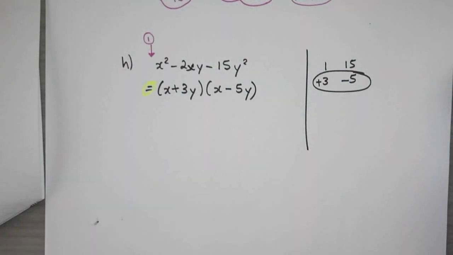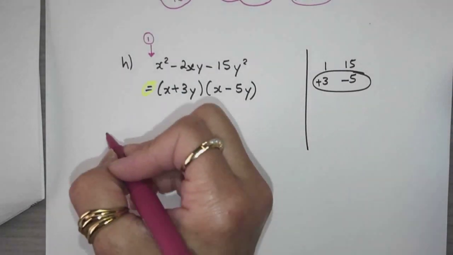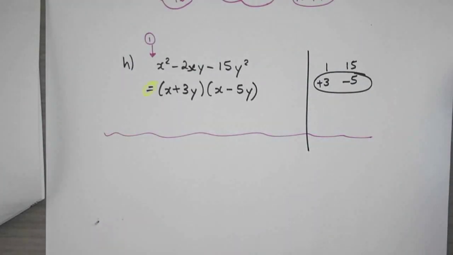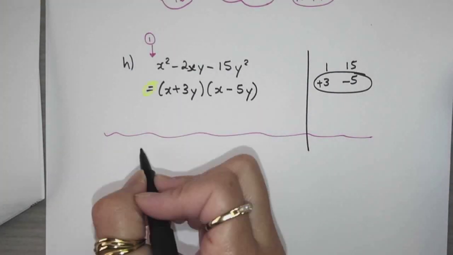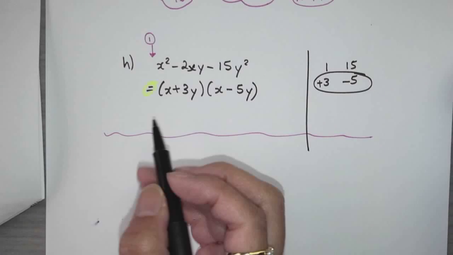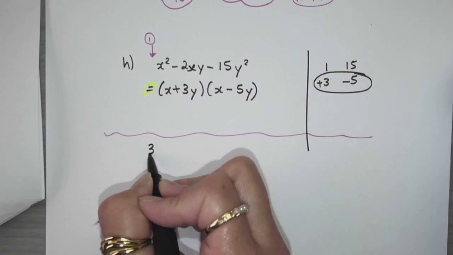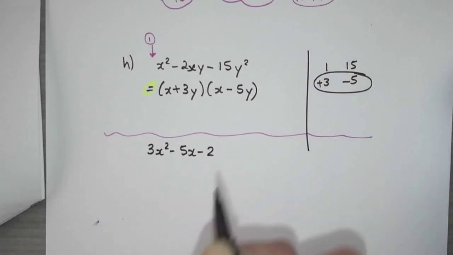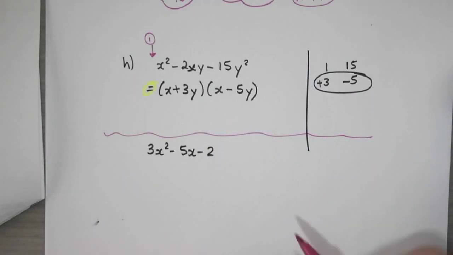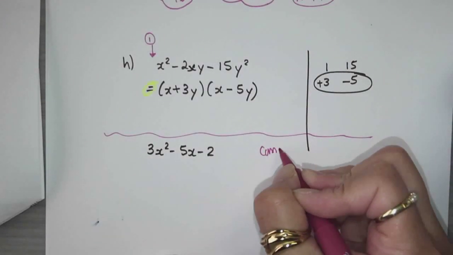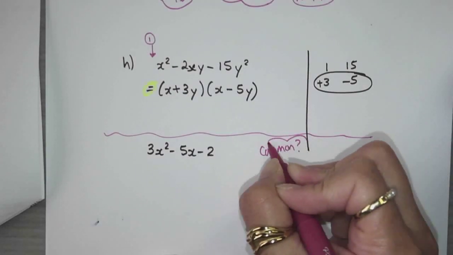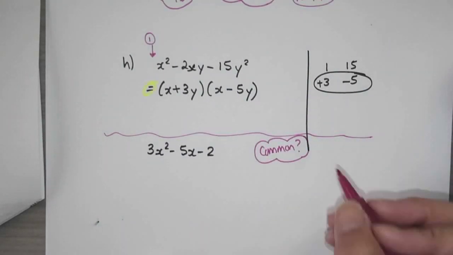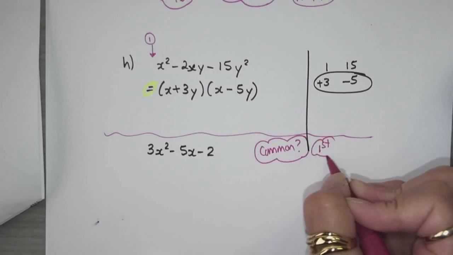The next one is, what happens if the trinomial has more than just 1 coefficient in the front. So I want to try this one. So it's 3x squared minus 5x minus 2. Always look for common first. Okay, is there a common factor? That is always your first step.